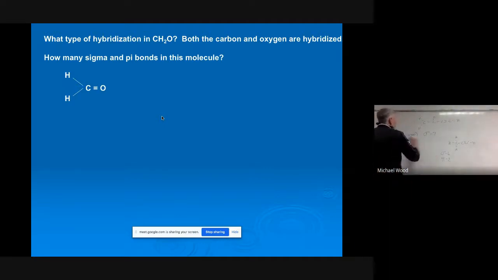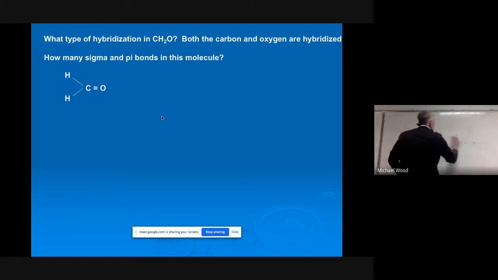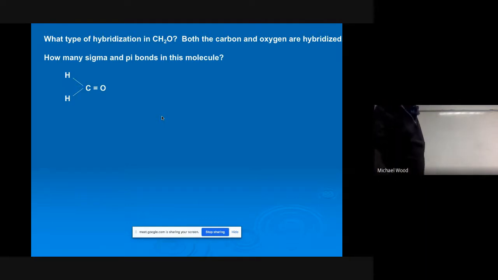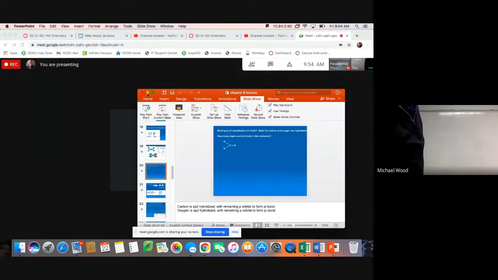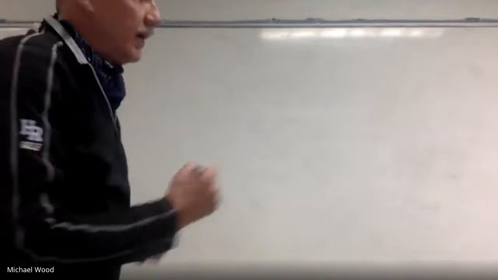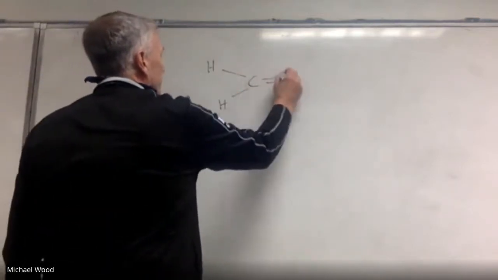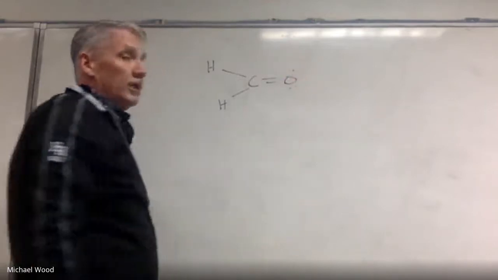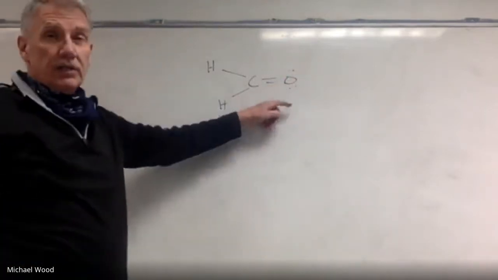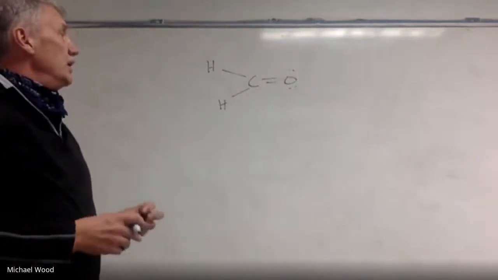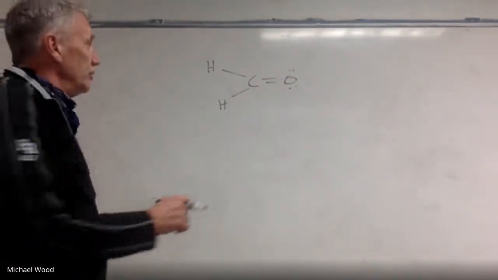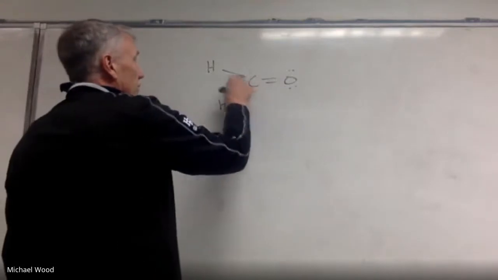Here I've already done the dots for you guys. One thing I left out here, I'll show you, is the non-bonded electrons on oxygen. So it should be like that. I left off these non-bonded electrons there. Okay, so now to count the electron domains, around carbon there's 1, 2, 3.